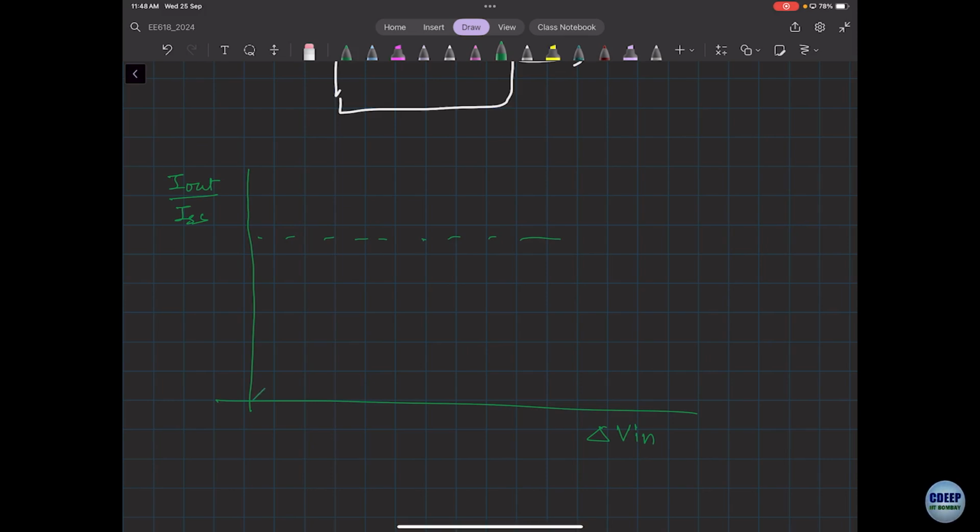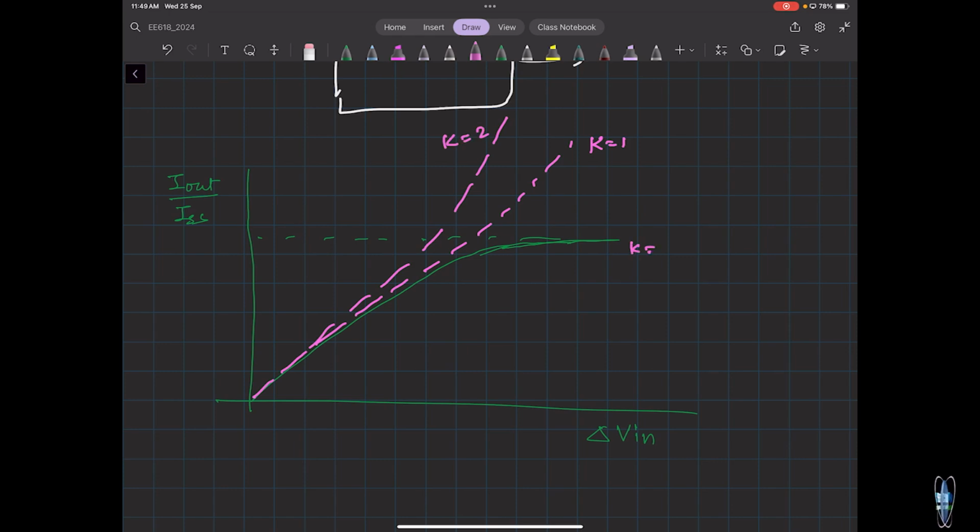And then your transfer characteristics will look something like this. Okay, so you will hit like this. Now if K equal to 1, then you're adding more current and you're creating this positive feedback, so then it will look something like this. And if K equal to 2, then, so you can see all this in the paper. K equal to 0. And depending upon what you require, you can choose the right value.